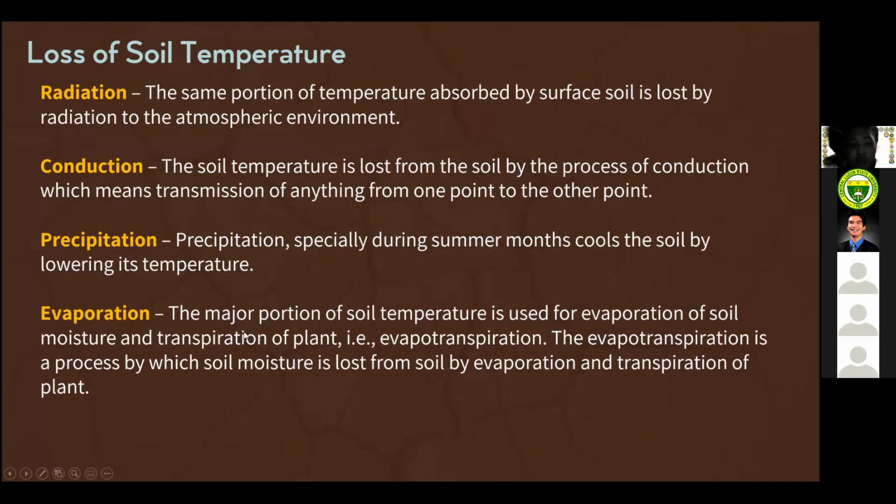Evaporation also, the major portion of soil temperature is used for evaporation of soil moisture and transpiration of plant. So example is evapotranspiration. The evapotranspiration is a process by which soil moisture is lost from soil by evaporation and transpiration of plant.